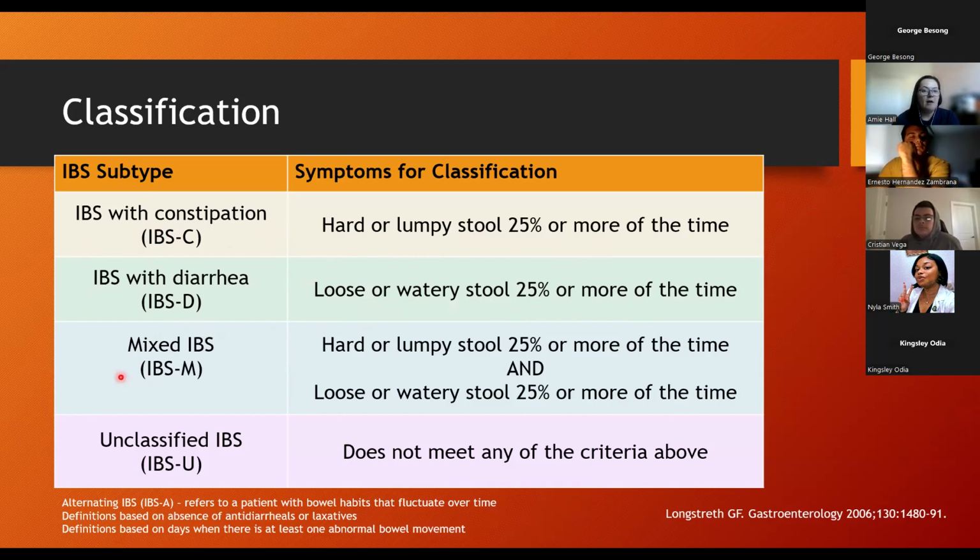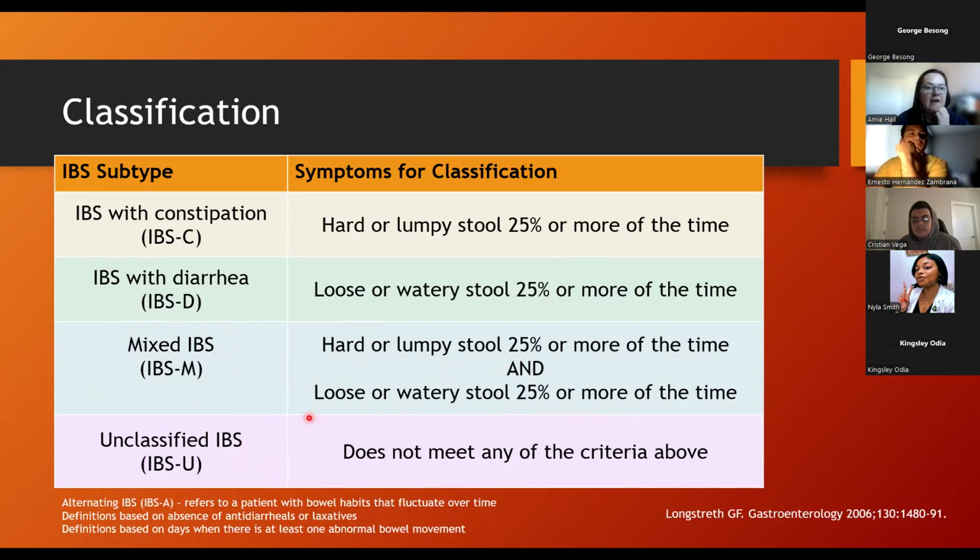We have mixed IBS, or IBS-M. And that's where you have hard lumpy stool for 25% of the time, and the other 25% of the time or more you have watery stool. This becomes the most tricky to treat, right? Because at least a quarter of the time you're constipated, at least a quarter of the time you're having diarrhea, and the medications to treat those are in complete opposition, right? And then we have IBS unclassified, which doesn't meet any of the criteria above.